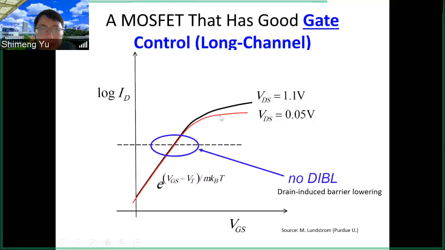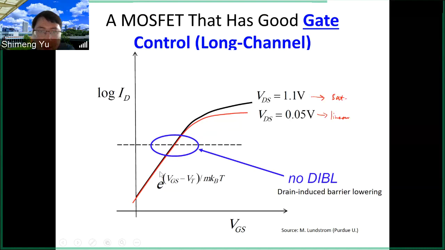So here we show an example with the drain voltage 0.05 volts or 1.1 volts. You see the difference, and typically this is like in the linear region. This may be in the saturation region. So no matter saturation region or the linear region, the subthreshold current is almost overlapped with each other. So this is a good device. This is a long-channel ideal MOSFET.